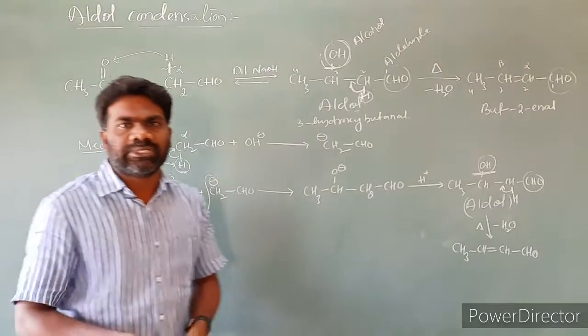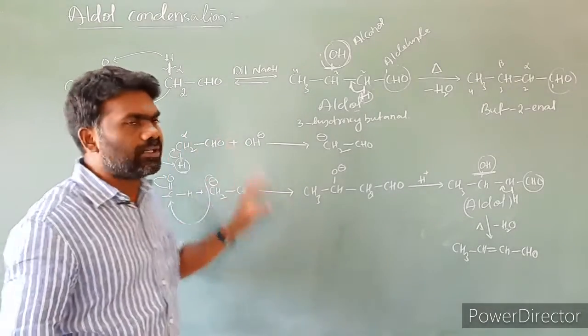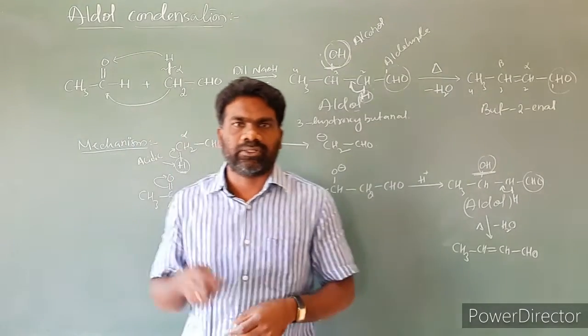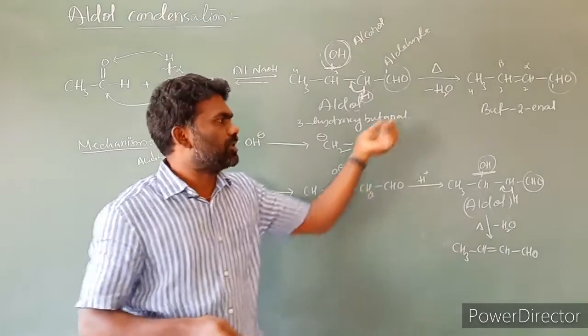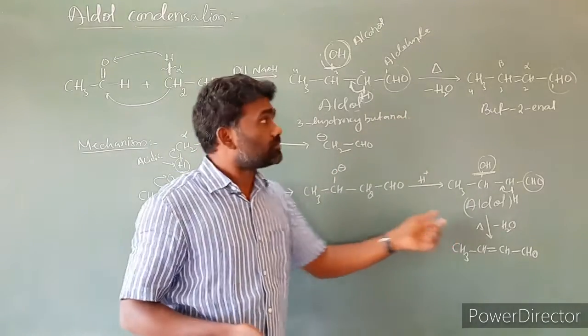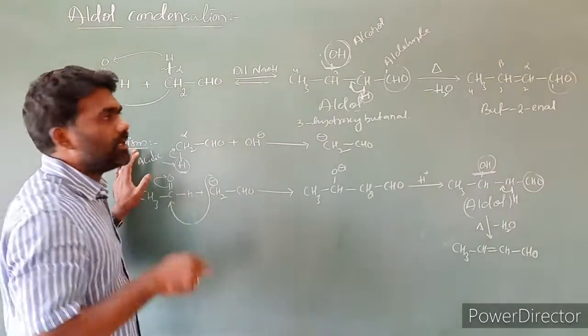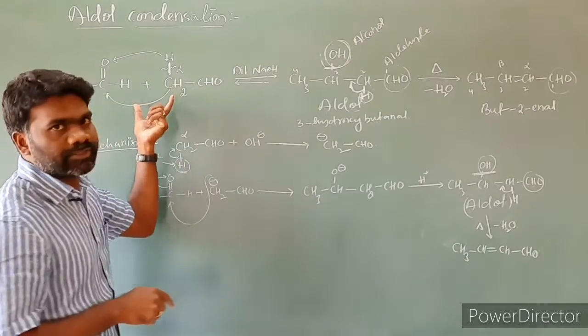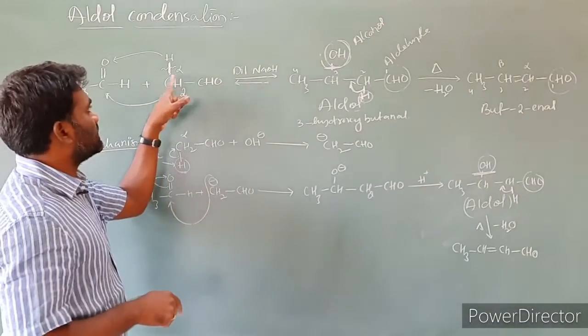But in the PU examination, you need not write this mechanism. But in cross aldol condensation, if you take two different molecules, writing the product becomes somewhat difficult. To overcome that problem, I gave the mechanism. Otherwise, to write the product directly, you can use a shortcut method, which is what I explained first. This is one molecule and this is another molecule. This is the alpha carbon.